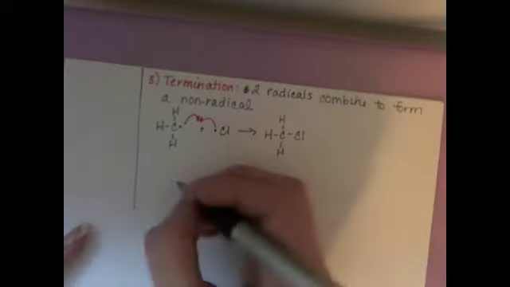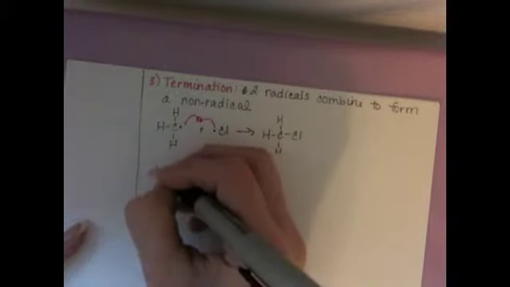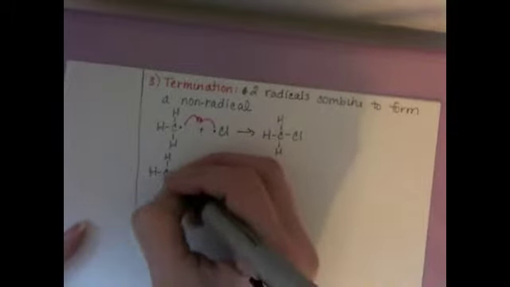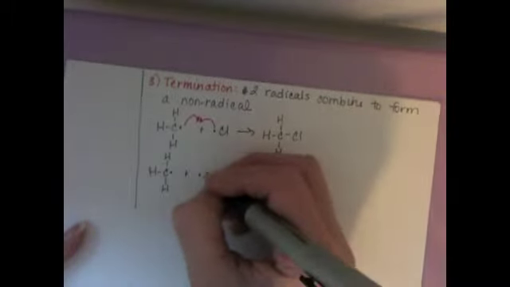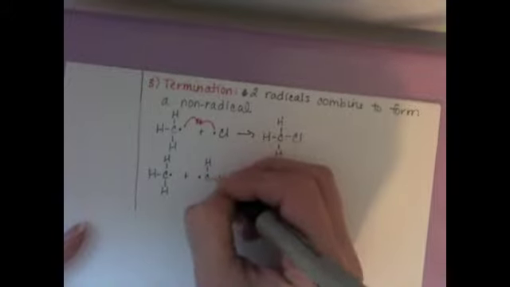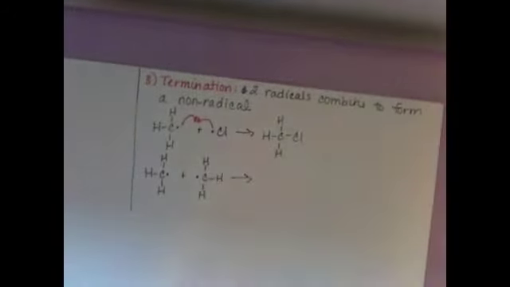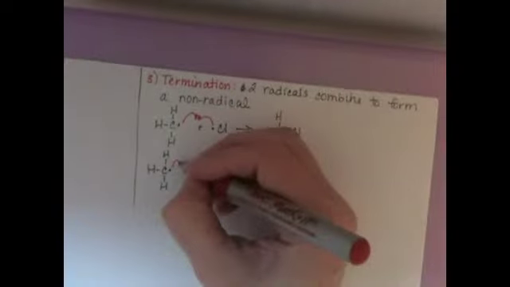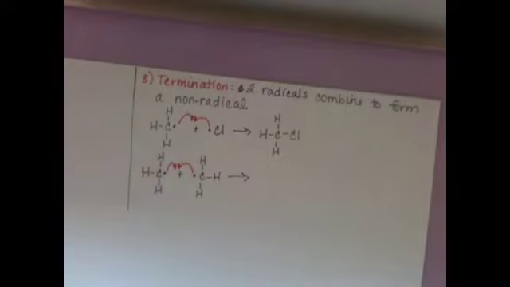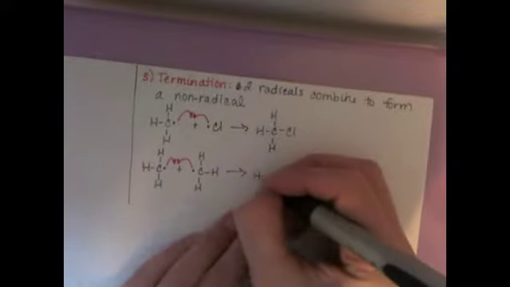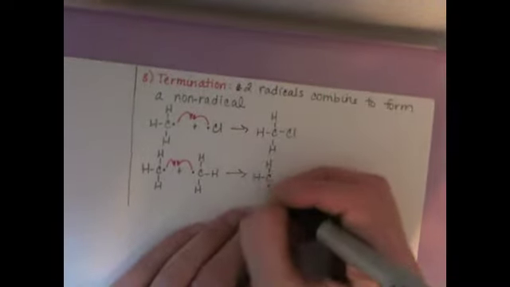You could also have another example of a termination step, and this one wouldn't be all that common for this particular reaction. Two methyl radicals coming together. And again, we're just going to have the single electron from each radical combining to make a bond. In this case, a carbon-carbon bond and a molecule of ethane.